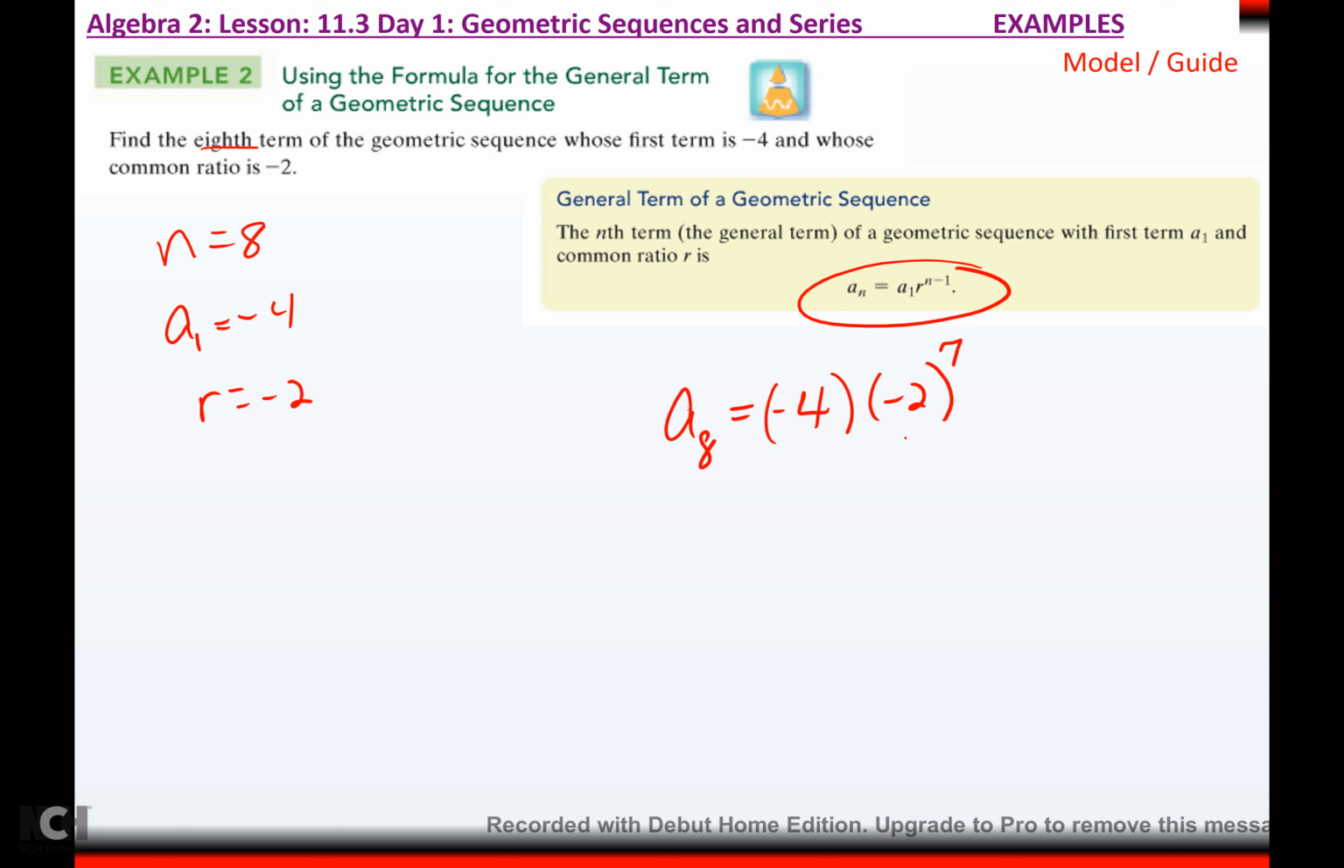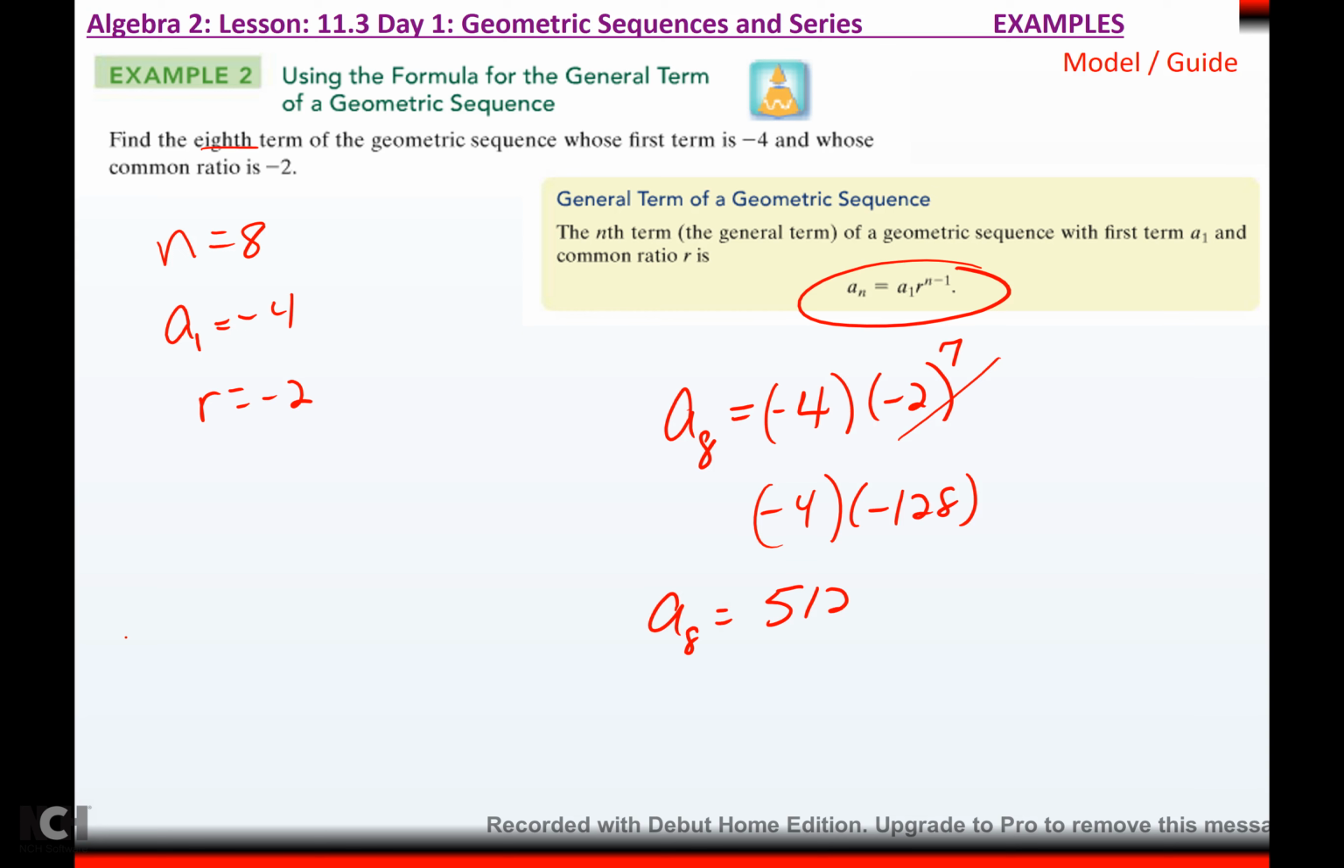Now, when you type this, be careful. You've got to do the exponent first. So parentheses, negative 2, parentheses, caret 7 is negative 128, times negative 4 would give me 512. The 8th term would be 512.